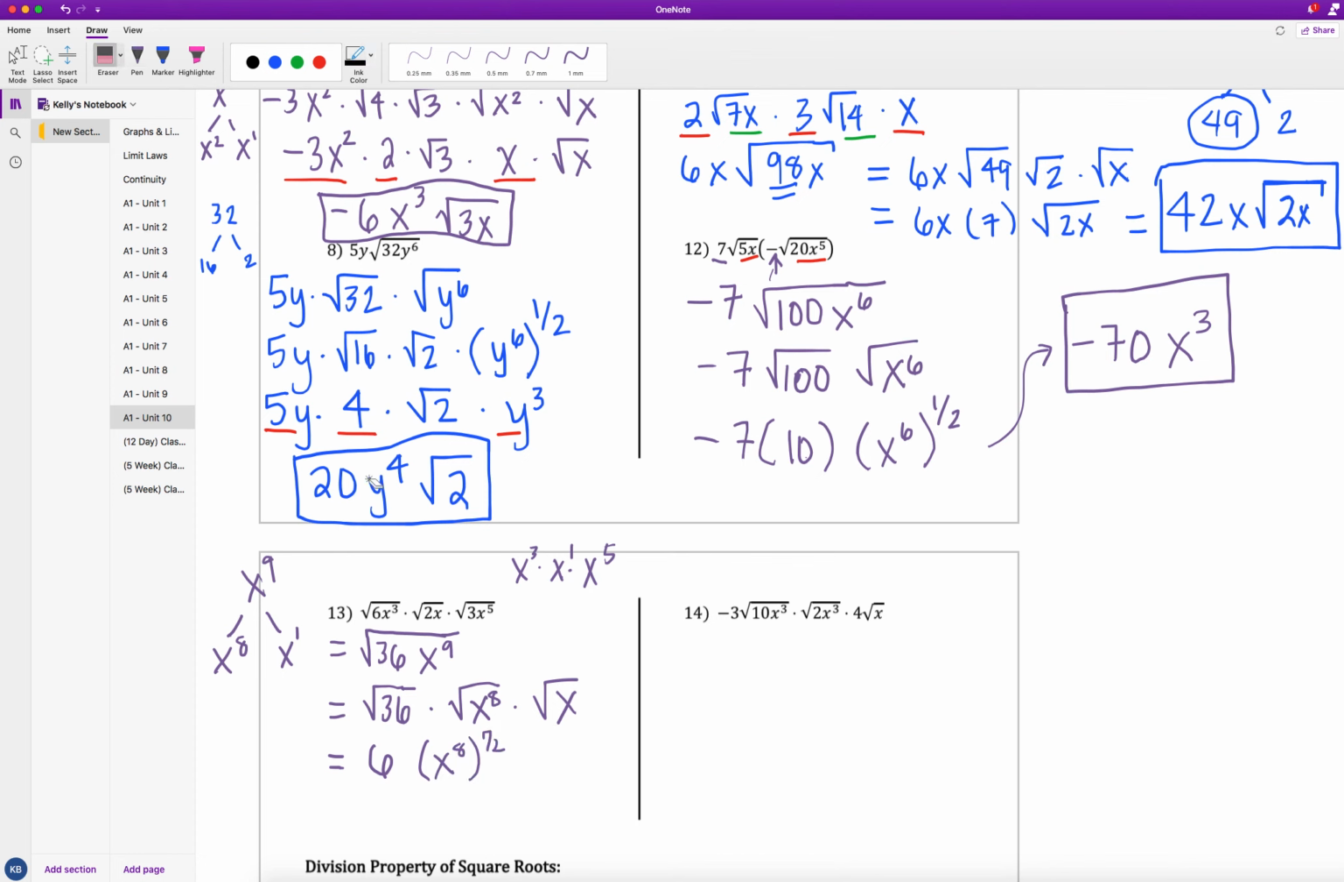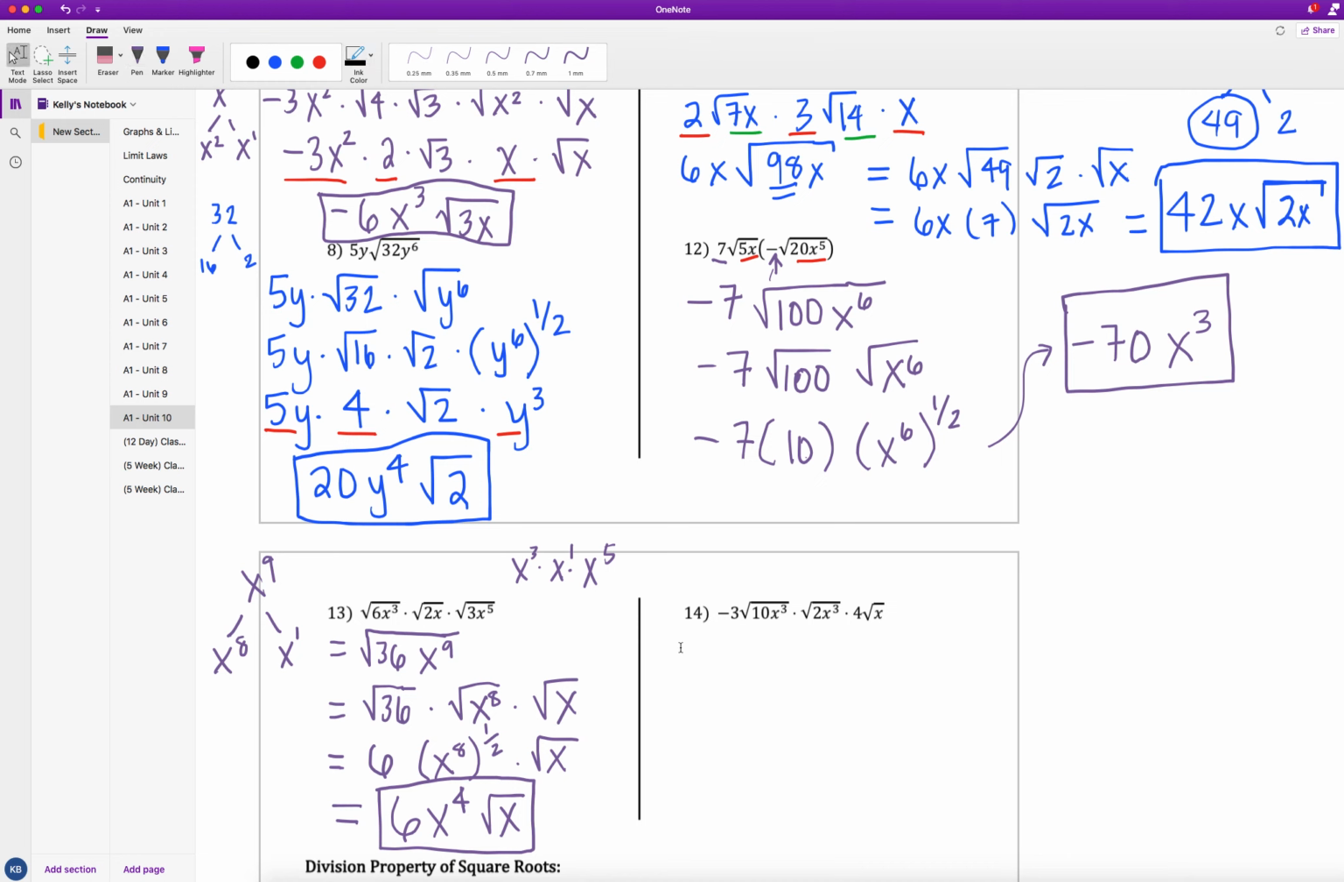Oops, that was a 1/2. To the 1/2, and then the extra x to the 1st is still inside the square root. When I have power to power, we multiply them, and we get 6x to the 4th times the square root of x, and that will be our final answer then on example 13.